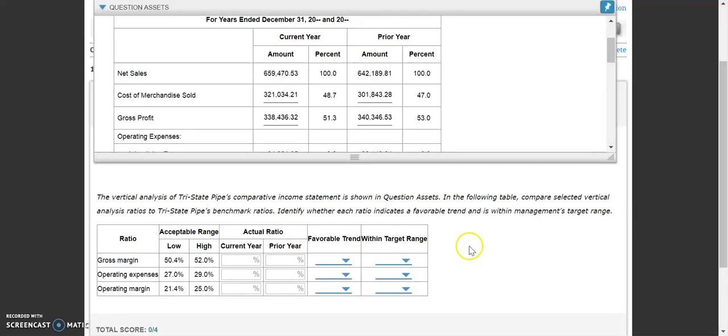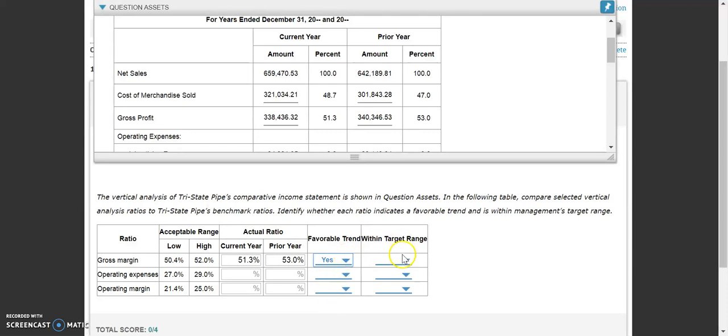So essentially here, what we're going to look at is our gross margin. Remember, gross margin is our gross profit divided by net sales. So for our current year, it was 51.3, and the prior year it was 53. So notice I'm just taking these from the gross profit percentage, 51.3 and 53 for the prior year. Okay. Did this happen to be a favorable trend? From the prior year, it was 53. It went to 51.3. Yes, that is a favorable trend for us.